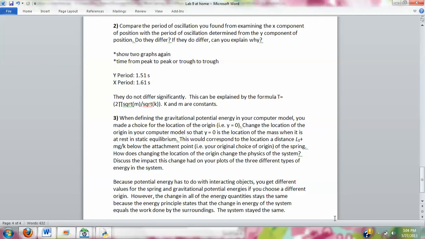So therefore, the change in energy of the system is equal to 0, which is represented by the energy principle. The second What Does It Mean question asks us to compare the period of oscillation found from examining the x component of position with that of the y component of position. I found the period by taking the time from peak to peak for the position graphs. The period for the y position graph was 1.51 seconds, and that of the x position graph was 1.61 seconds. They do not differ significantly. This can be explained because T is equal to 2 pi times the square root of m over k. 2 pi are constants, and m and k, the mass of the ball and the spring constant, are also constants.